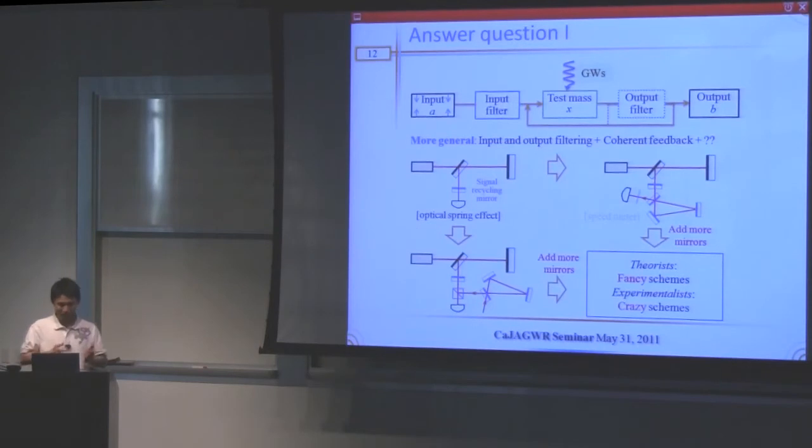Okay, now you can add more complexity here. You can add a signal recycling mirror, which acts like coherent feedback. You can modify the dynamics of the test mass, and then you can get the optical spring effect. Also, it depends on where you put the output filter cavity. If you put it before or after, you get a different response. And then, of course, you can add more mirrors. For theory, you get more fancy schemes, but for experiment, it's just kind of crazy.